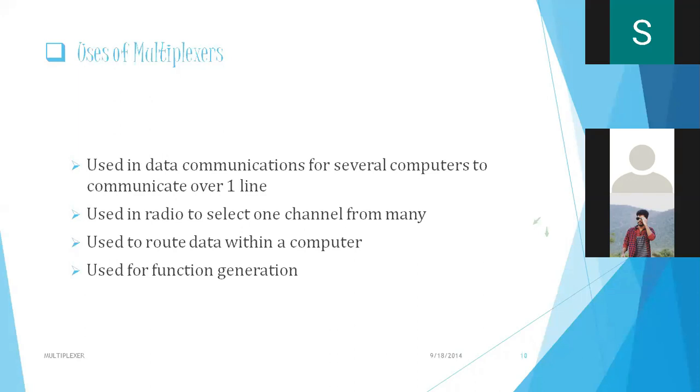Suppose it is FM. In FM, there are 2-3 channels, maybe 92 point something. You cannot listen to 2 FM channels at a time. No, ma'am. So here we have to use a data selector, that is, a multiplexer. More number of inputs are there, but you have to select any one of them only. So that is the purpose and use of multiplexers. Is the concept of multiplexer clear?